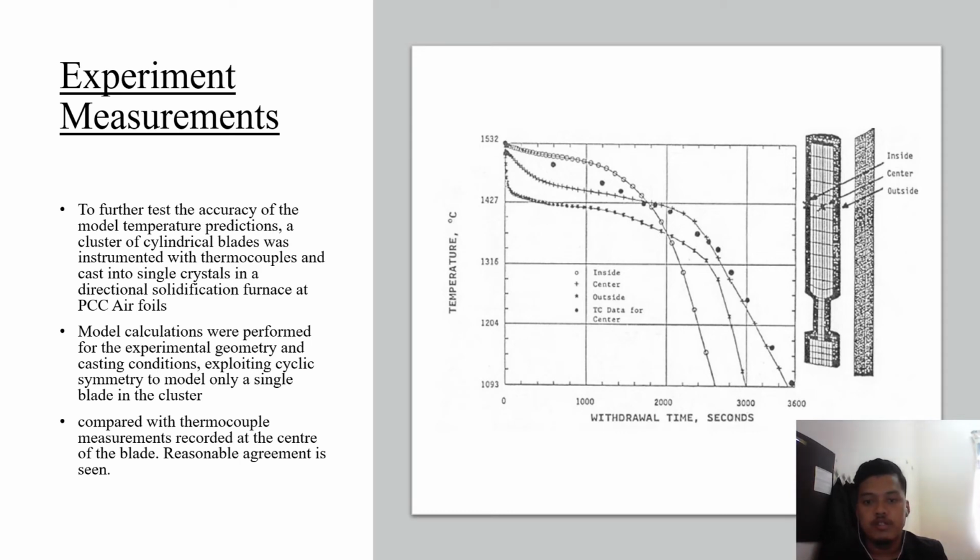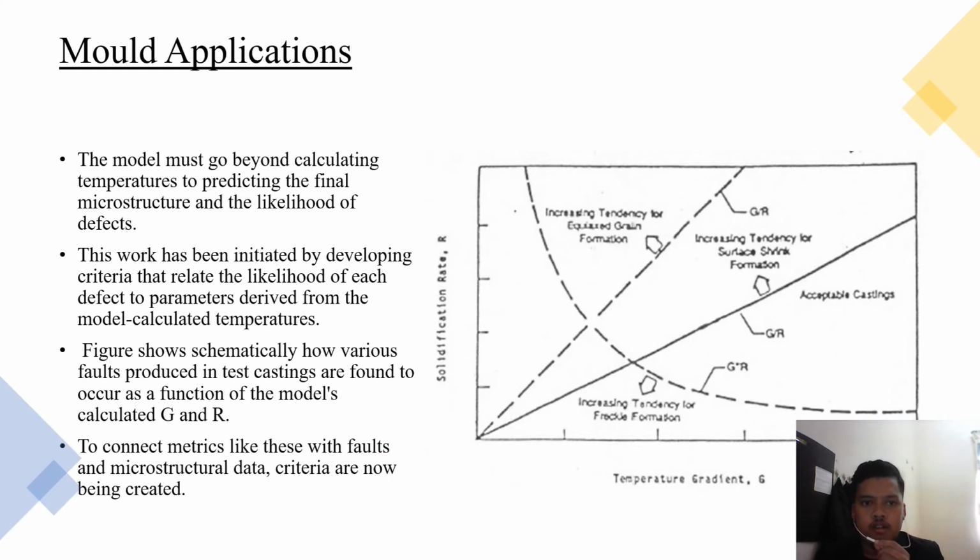Reasonable agreement is seen. Again, last from me is model application. The model must go beyond calculating temperatures to predicting the final microstructure and the likelihood of defects. The work has been initiated by developing criteria that relate the likelihood of each defect to parameters derived from the model-calculated temperatures.